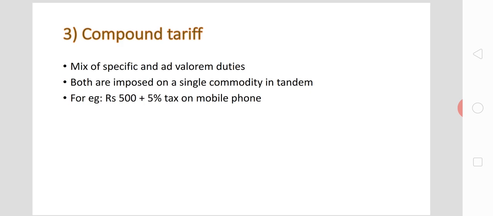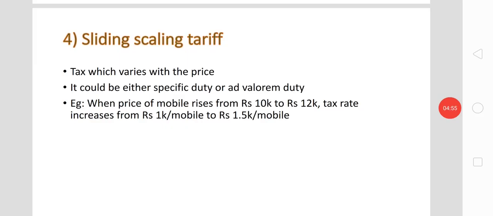Then 500 plus 500 will be the total tax of the commodity which is being imported. This is compound tariff. So the fourth one is sliding scale tariff. Sliding scale tariff is a tax which varies with the price, as the name suggests. This is the tax that could vary with the price of the commodity which is being imported or exported. So this could be either specific duty or ad valorem duty.